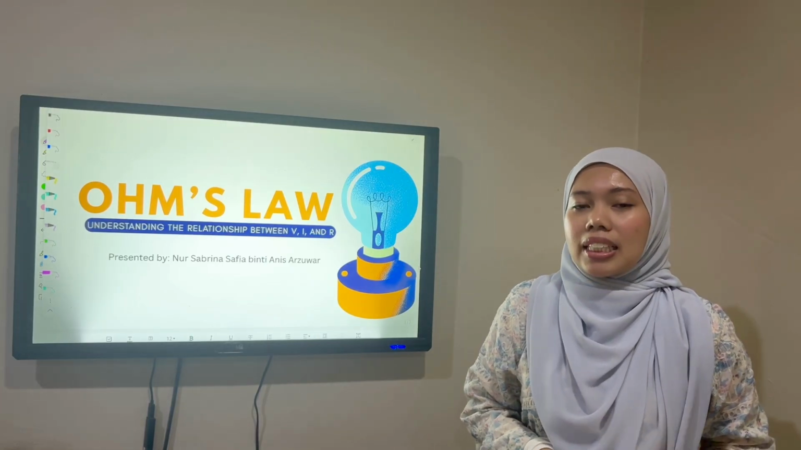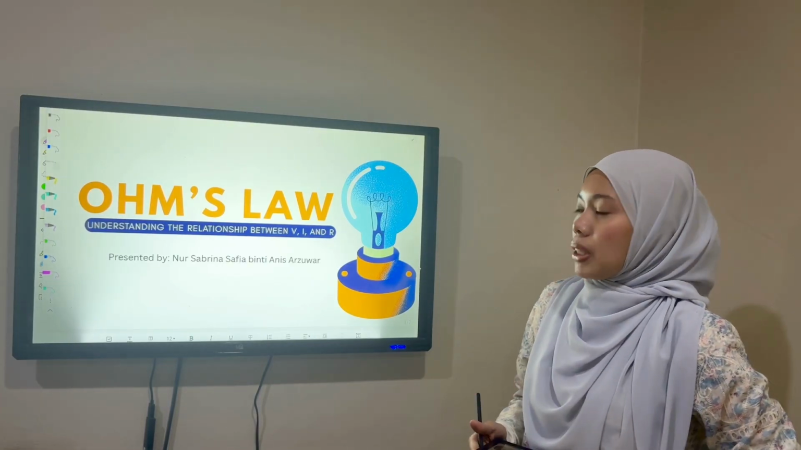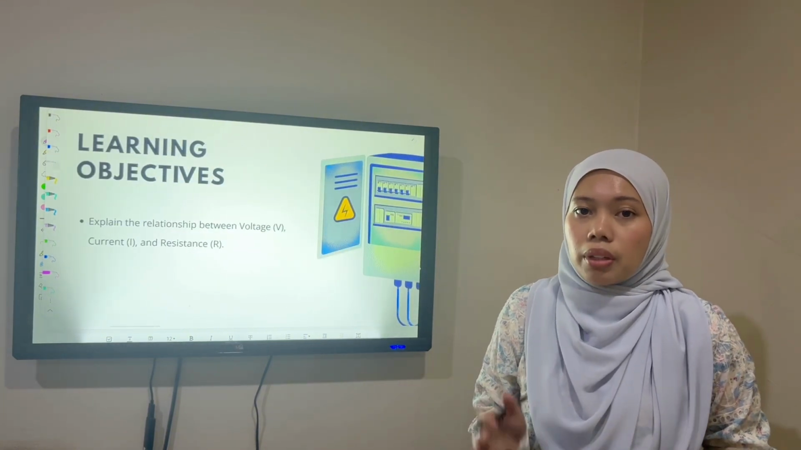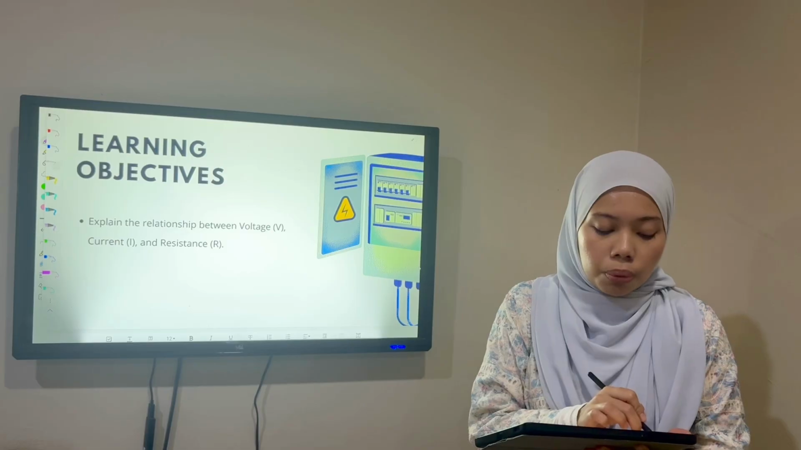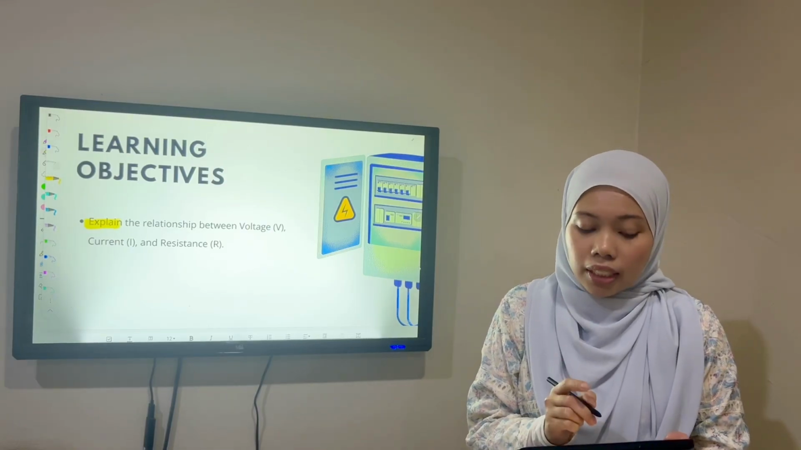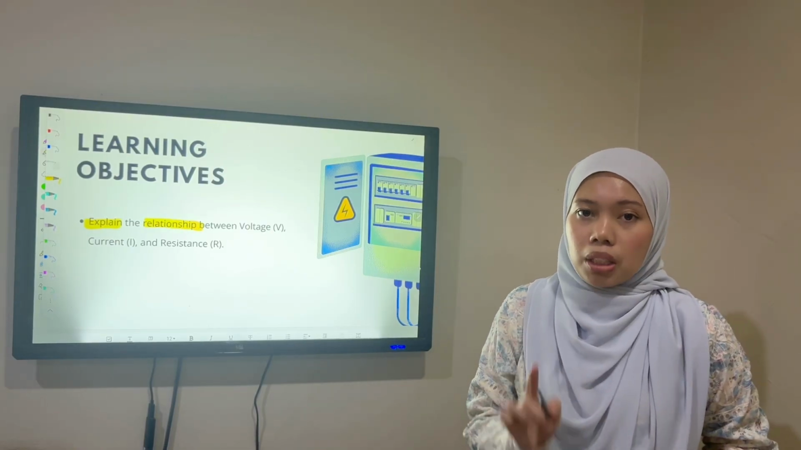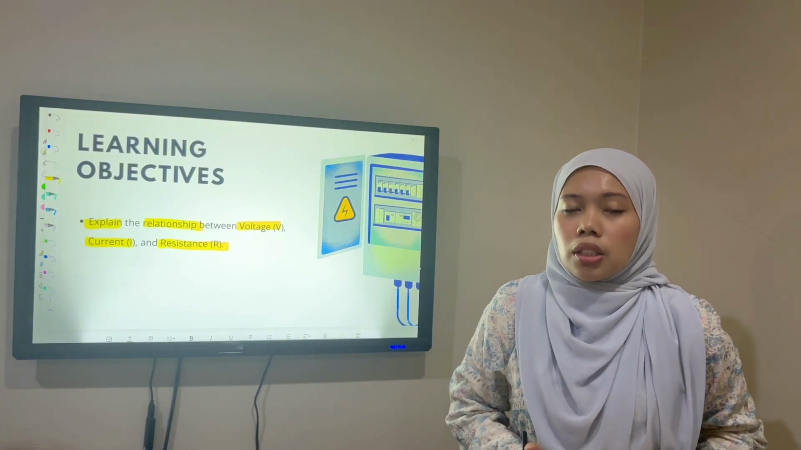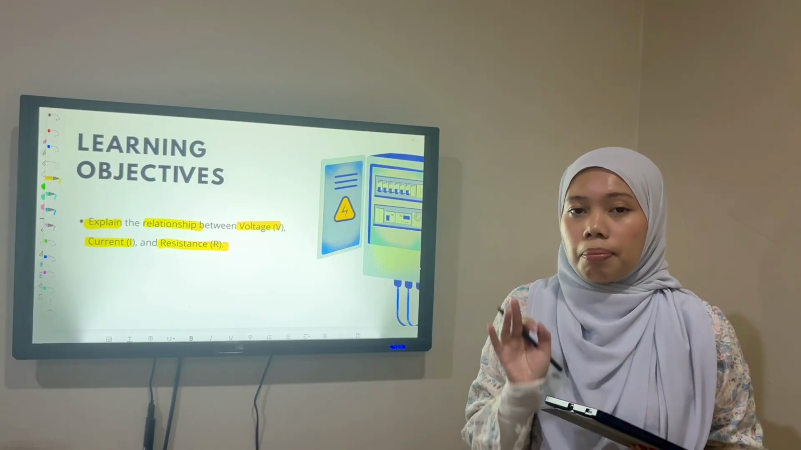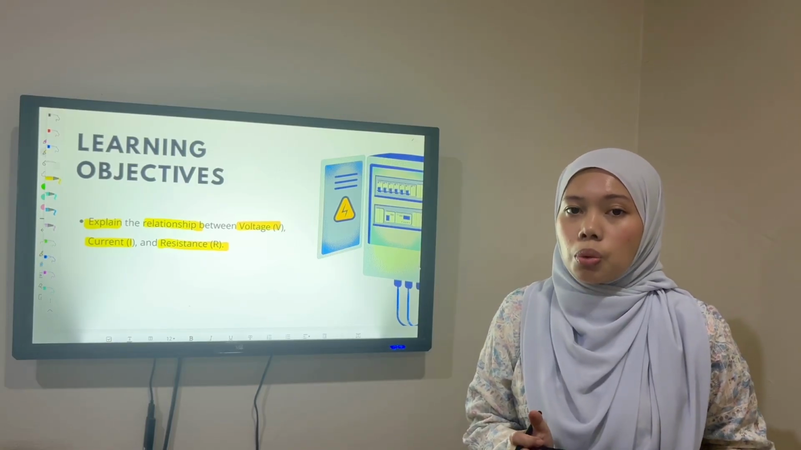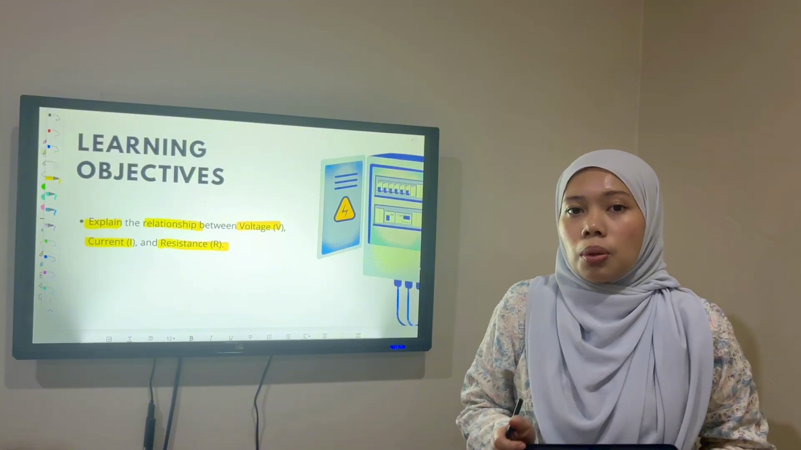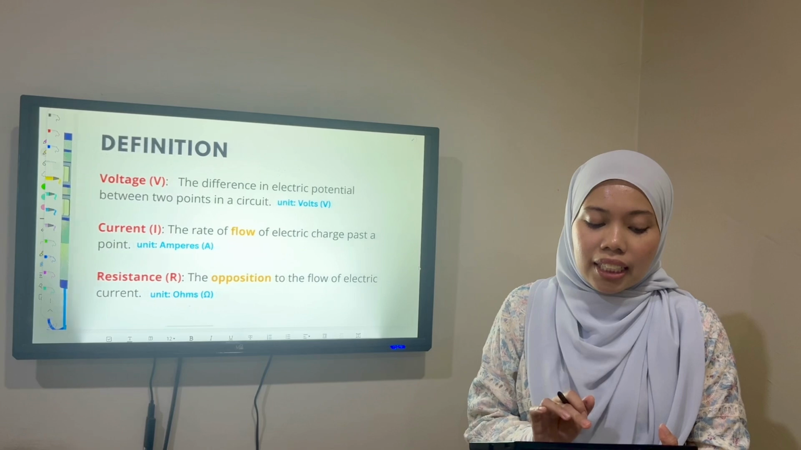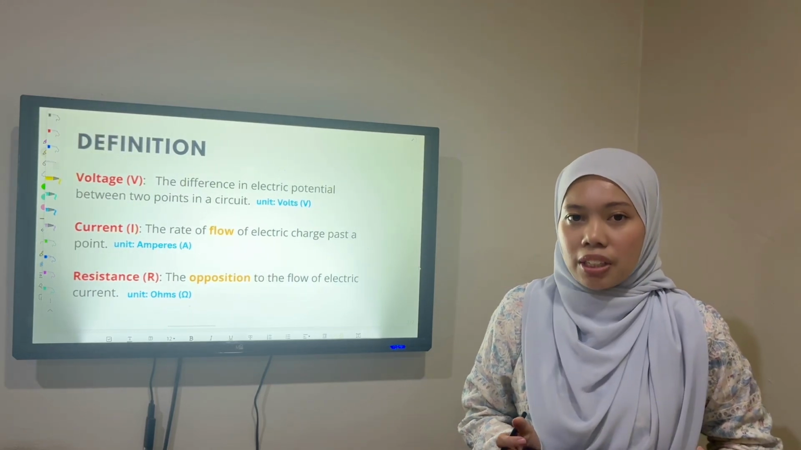Okay, so today's class is about Ohm's law, as you can see from the slide behind my back. Take a look at the learning objective. At the end of the lesson, students should be able to explain the relationship between voltage, current, and resistance. These are the three important variables that you need to understand to know how the electric circuit works. So in understanding all the variables, let us see the definition.